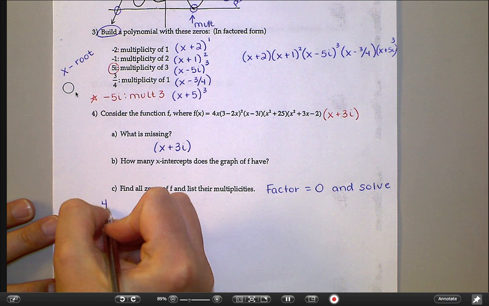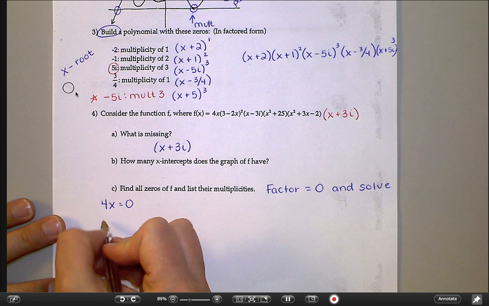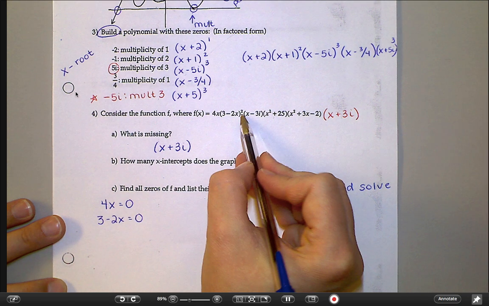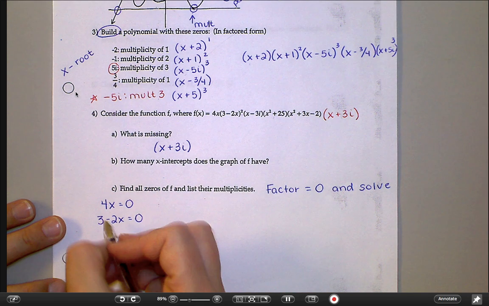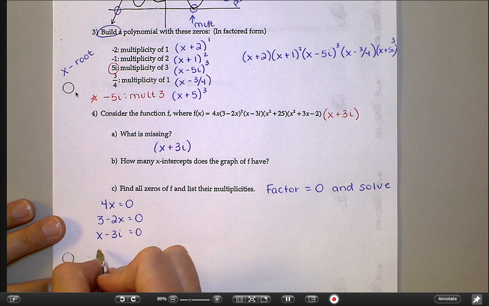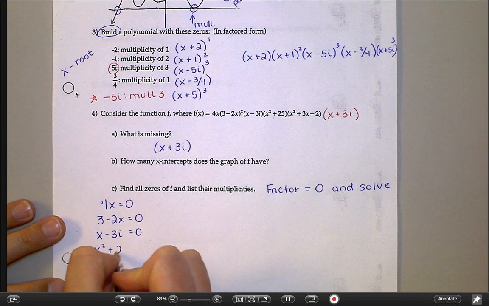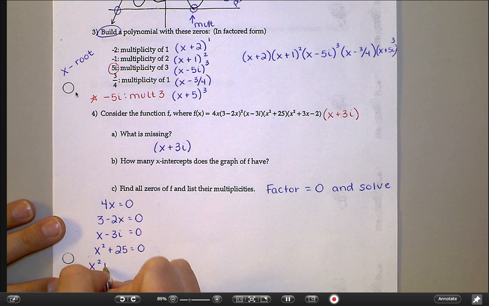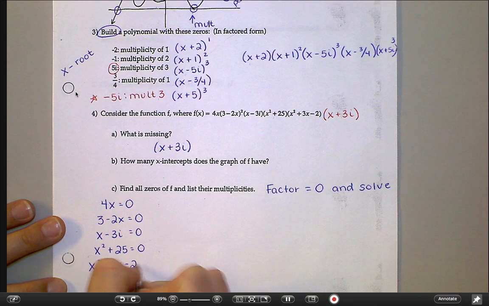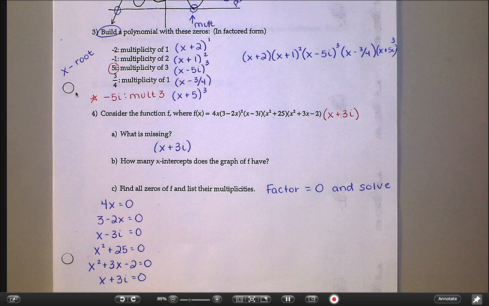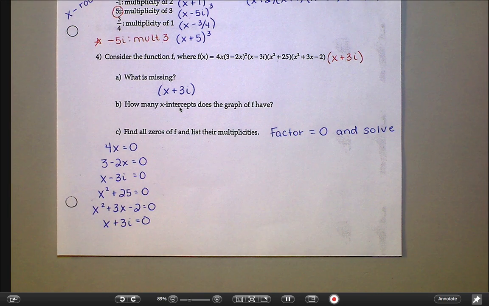I'm going to do 4x equals 0. I'm going to do 3 minus 2x equals 0. And notice that one had a multiplicity of 2. I'll deal with that when I write down my answer. All right, x minus 3i equals 0. x squared plus 25 equals 0. x squared plus 3x minus 2 equals 0. And x plus 3i equals 0. When you're doing this on your own, you may not actually need to write all of those out, but I really just wanted to make sure you could see what I was doing here.